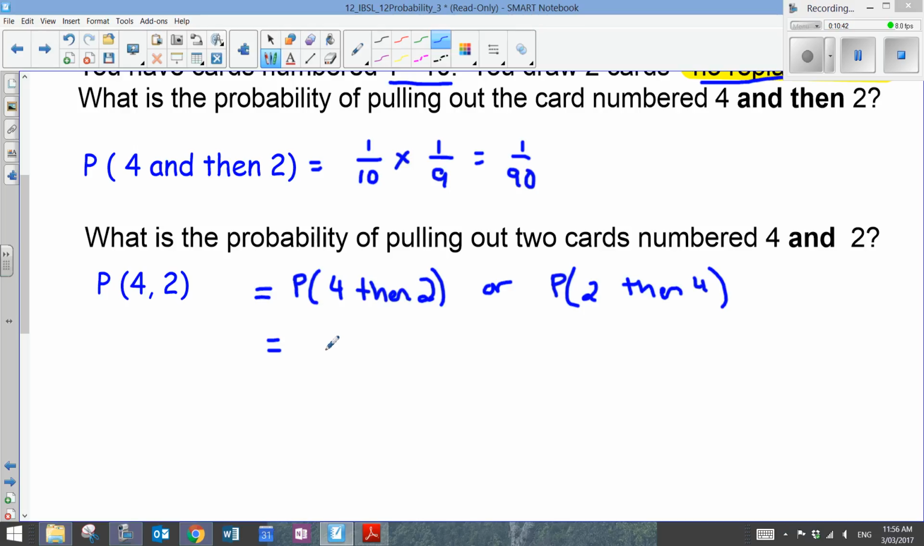And we know that if you pull out a 4 and then a 2, it's 1/10 by 1/9, so it's 1/90th. And if you pull out a 2 and then a 4, it's going to be the same, 1/10 by 1/9, or 1/90th. So if I'm saying this could happen or this could happen, I can add those together and just describe it as 2/90ths or 1/45th. So now we start to get into or scenarios where we have more than one possible event that could happen at the same time.